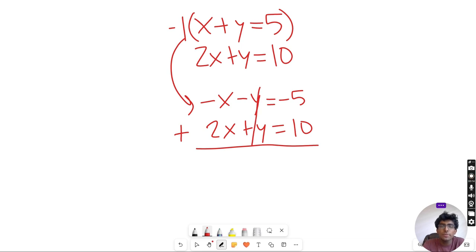We're going to cancel out these, right? Y minus y is 0. And then we're going to add negative x plus 2x. Negative 1 plus 2 is just x by itself. And then -5 plus 10 is going to give us 5.